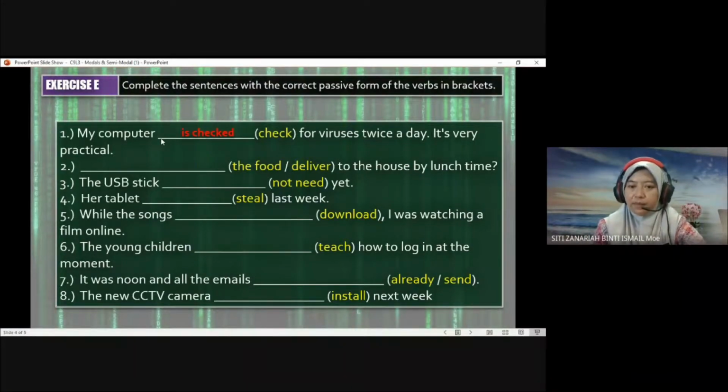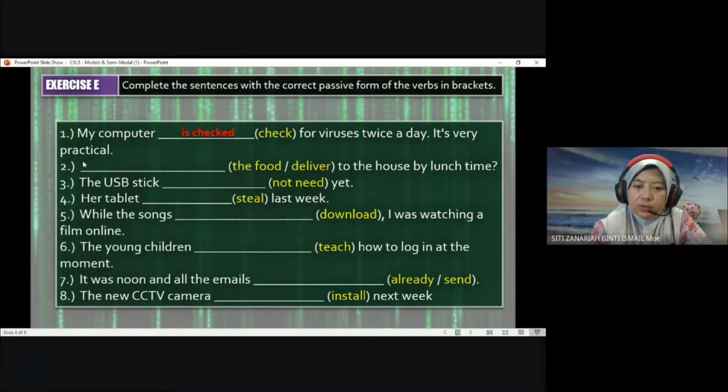How do you decide whether it is present or past? Twice a day means it is a routine. So here you have to use present tense. Okay, present tense, and add the past participle to form the passive sentence.